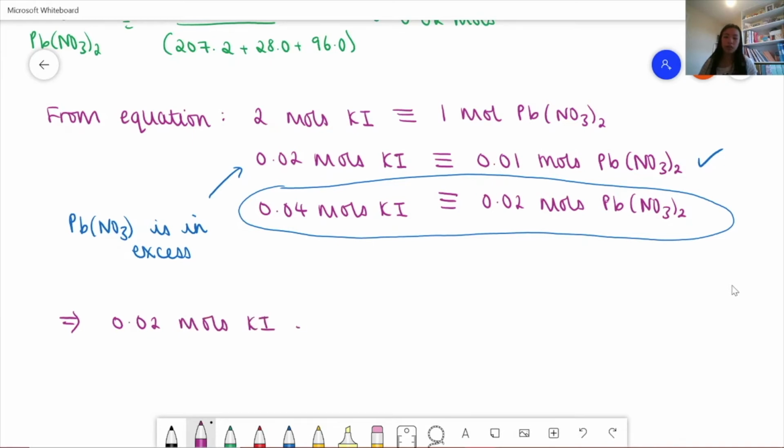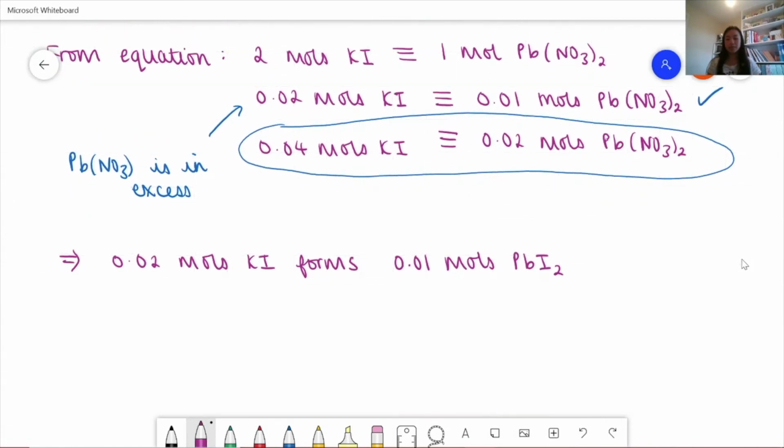And this will form 0.01 moles of this lead iodide because it's a 2-to-1 ratio. And so now we can use this to work out our theoretical mass.